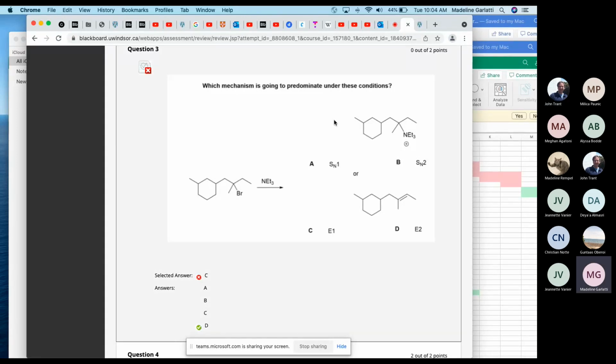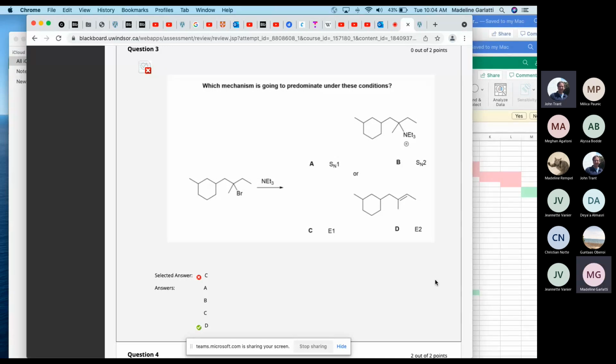Okay, so I was just confused why this would be E2. I think it wasn't covered. I didn't cover it in my live lectures this year, but in the posted ones I've talked about tertiary amines being strong bases. Even though it's a neutral molecule, you're under basic conditions, and so you are favoring eliminations.